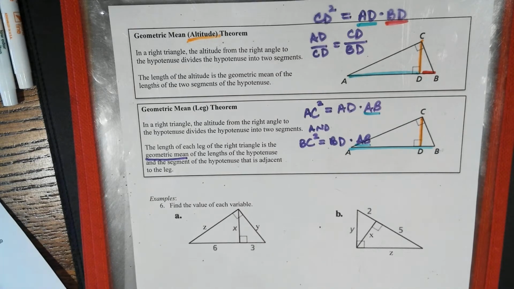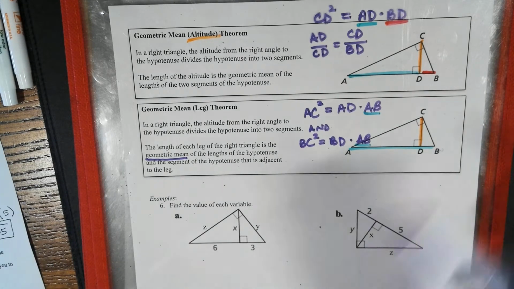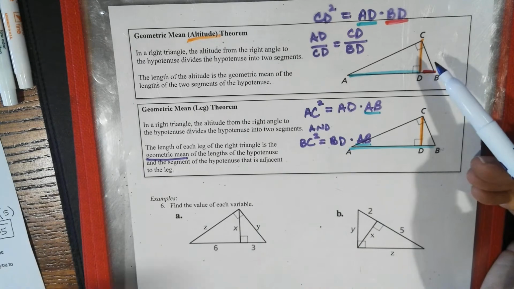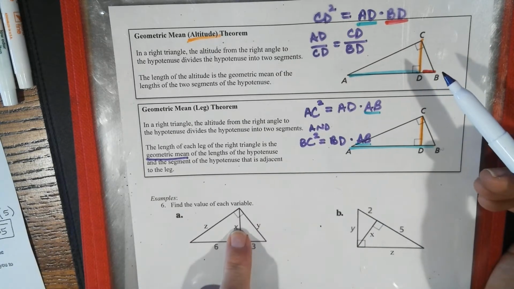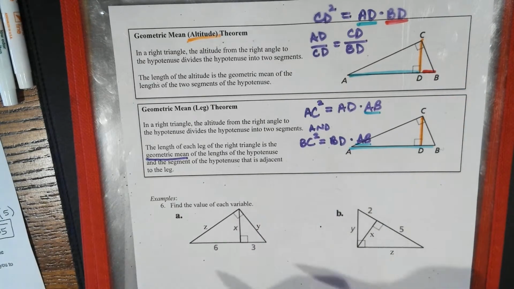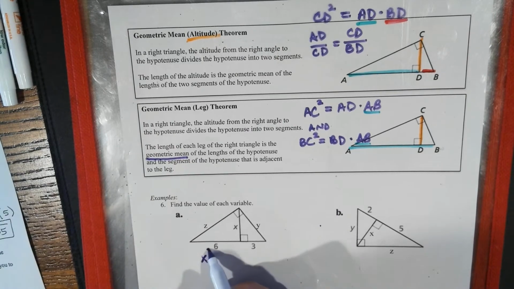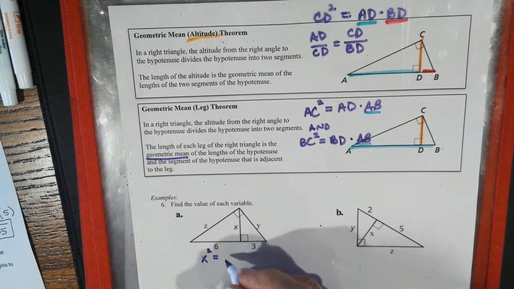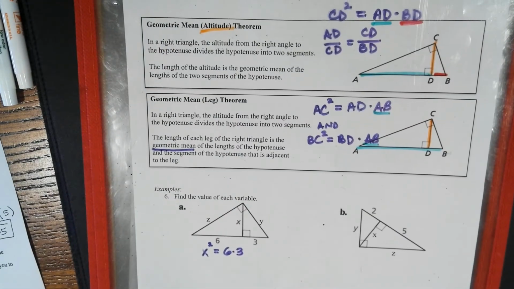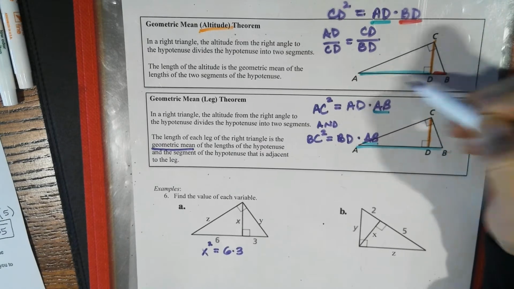Not the right similarity triangle theorem. It's this one here, the altitude theorem. Okay, so we're going to solve for x using the altitude theorem. What that means is x squared equals these two sides, 6 times 3. That's how you use that theorem. C squared is equal to A times B.